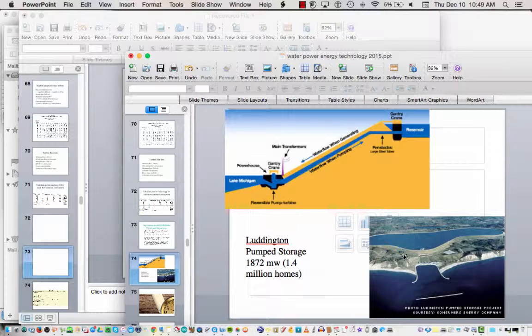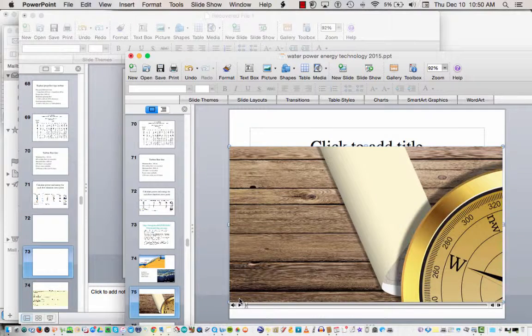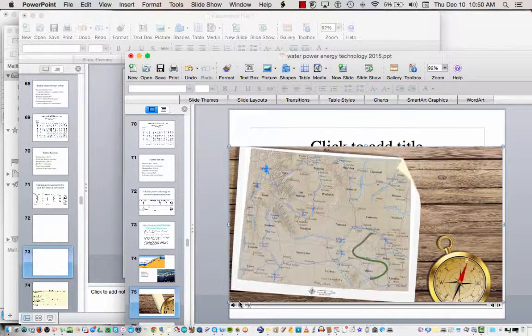And here's what it looks like in real life. This has been around, I think, since the 70s, and it produces as much as 1,872 megawatts, which is as much as a couple of large coal-fired power plants, enough for 1.4 million homes. So we already have pump storage, and we could do more of it. And then we're going to close with this little video clip from Wyoming on water power.